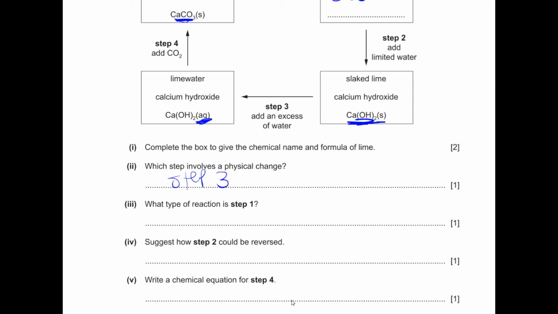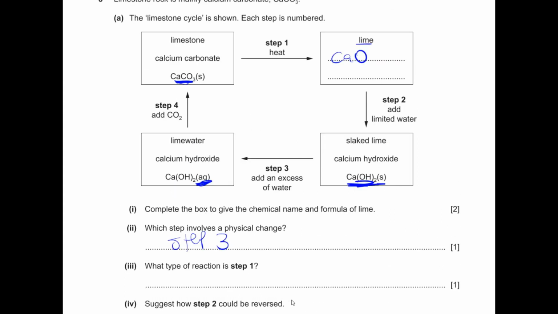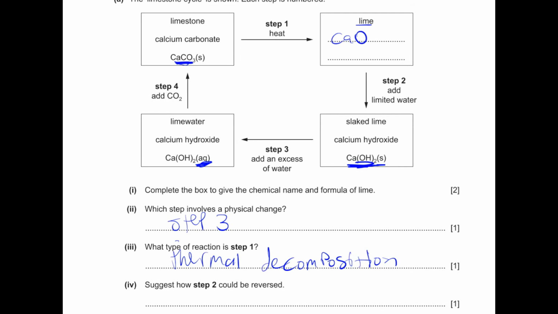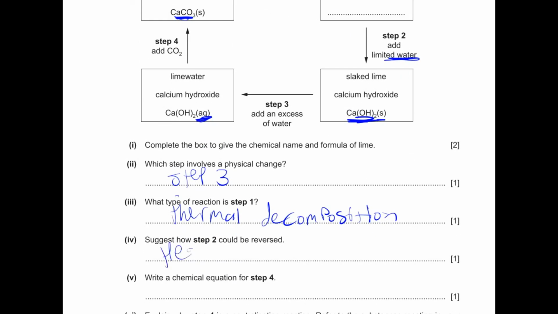What type of reaction is step 1? When we heated calcium carbonate to make calcium oxide, it decomposes in a process called thermal decomposition. Suggest how step 2 can be reversed. So in step 2 we added water, and to remove this water we can simply heat it up.